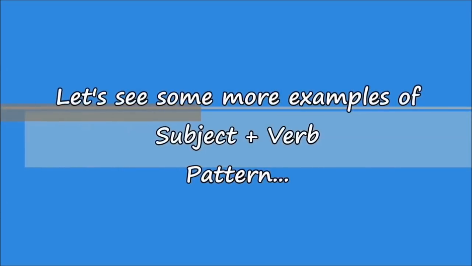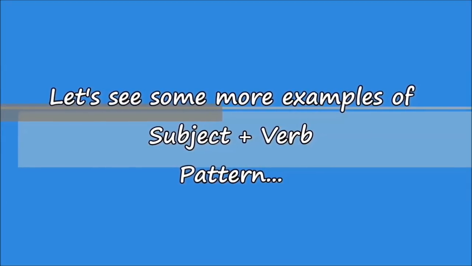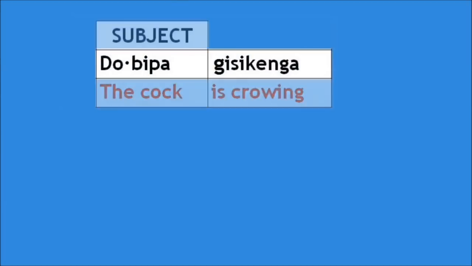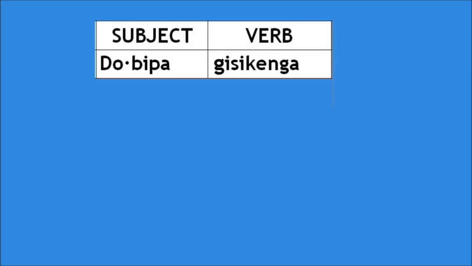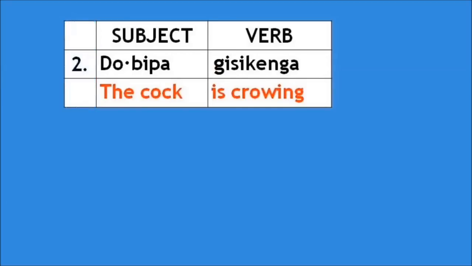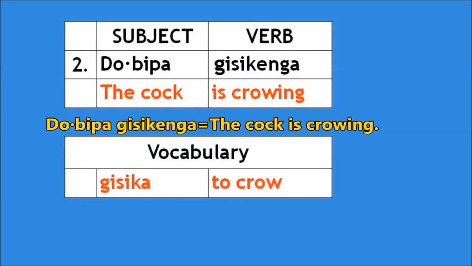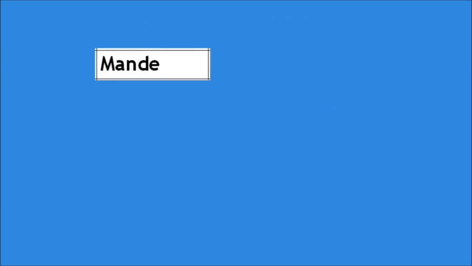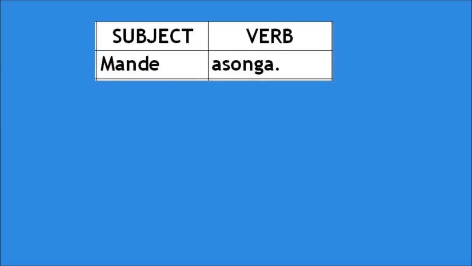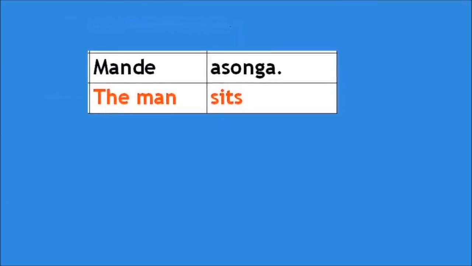Let's see some more examples of subject plus intransitive verb. Do bipa gisakenga. Do bipa, the cock. Gisakenga, is crowing. Do bipa gisakenga. The cock is crowing. Vocabulary. Gisaka, to crow. Mande asonga. Mande, the man. Asonga, sits. Mande asonga. The man sits.